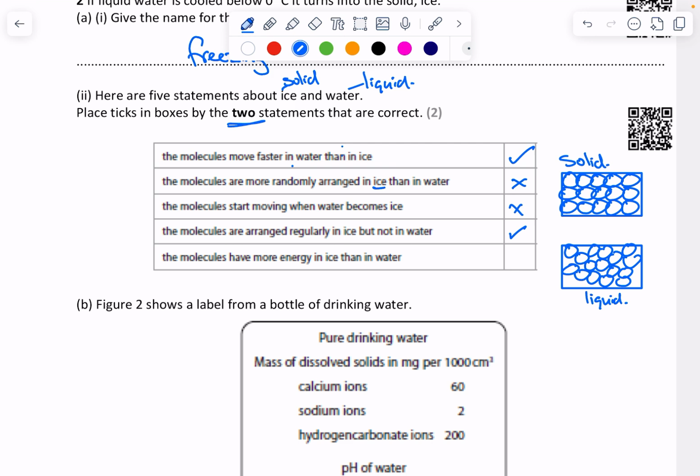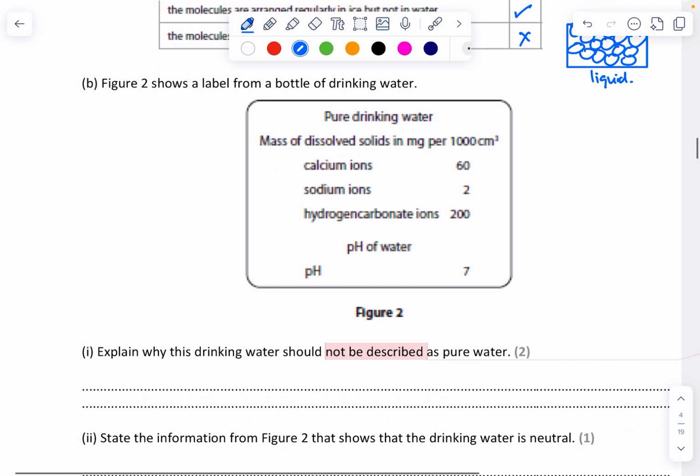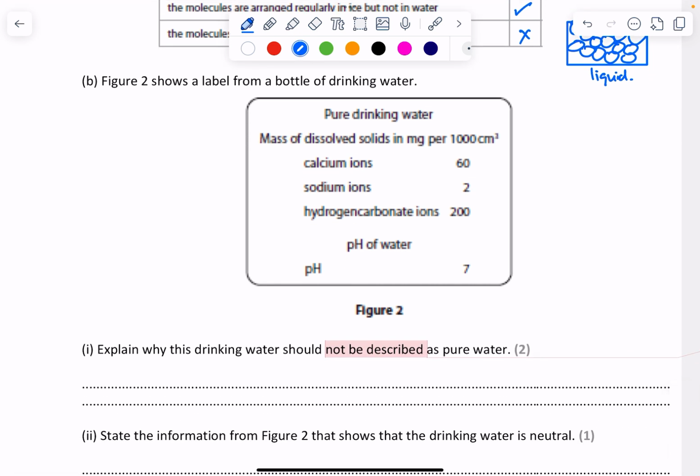Let's just check the last little bit. The particles have got more energy in ice than water. That's not true. So the two that we've ticked are the correct ones.